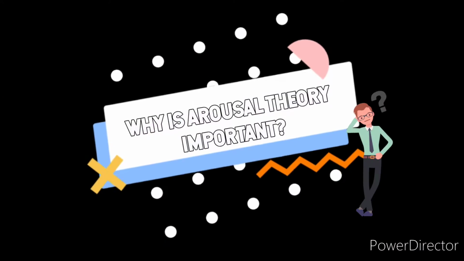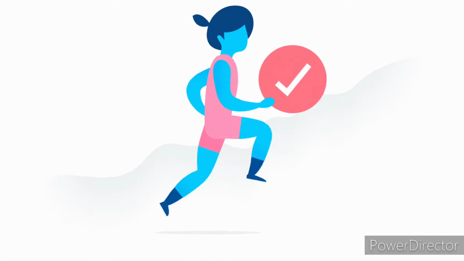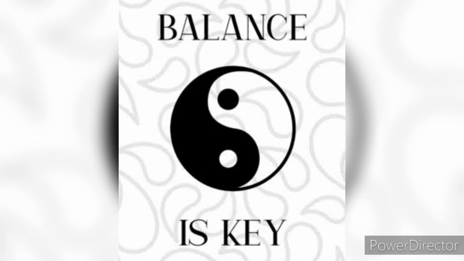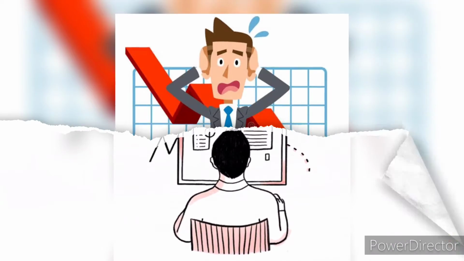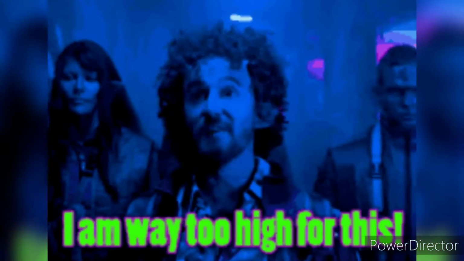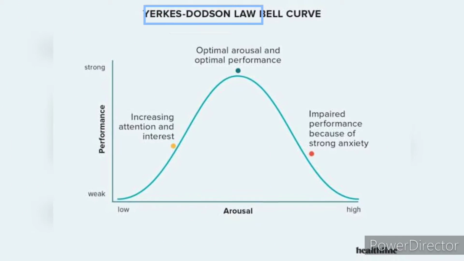Why is arousal theory important? One of the assertions of this theory of motivation is that our levels of arousal can influence our performance. But again, balance is key. Higher arousal levels can sometimes help us perform better, but they can also impair performance if arousal levels are too high. This concept is commonly referred to as the Yerkes-Dodson law.